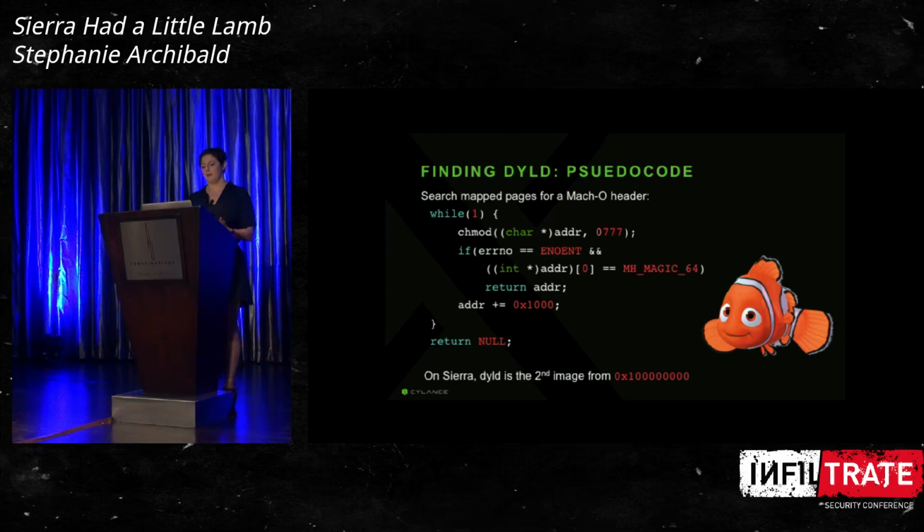So on Sierra, you just have to do this loop twice. The first one is going to be your process's image, and the second one is going to be DYLD. Here you can see we call chmod, and then we check for ENOENT. If we get ENOENT, we know that address is allocated, so we can dereference it and check for the magic value, MH_MAGIC_64, which is the tag at the beginning of the Mach-O header struct.